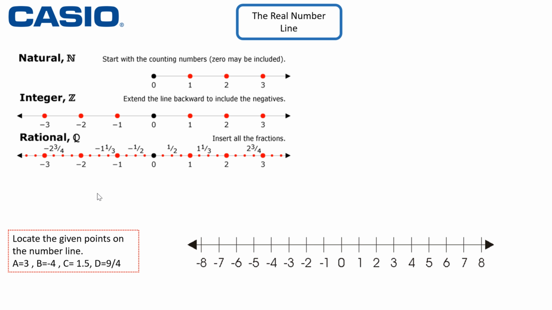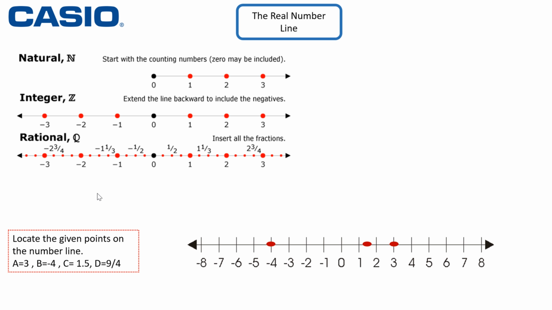For example, locate the given points on the number line. A equals 3, B equals negative 4, C equals 1.5, D equals 9 over 4. For the first point, A equals 3, we locate point 3 labeled as A. Now B is negative 4, we label negative 4 as B. C is 1.5, we locate 1.5 on the number line.